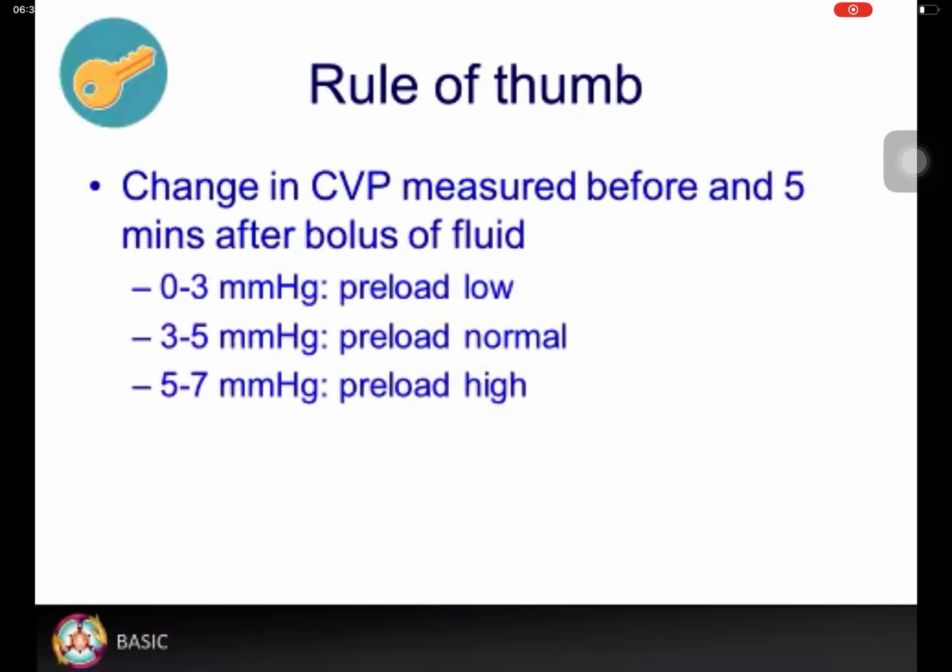As a rule of thumb, if the difference between CVP measured before and 5 minutes after fluid bolus is 0 to 3 millimeters of mercury, the patient is probably underfilled. If it is 3 to 5, he's probably adequately filled, and if it's more than 5, he's probably overfilled.